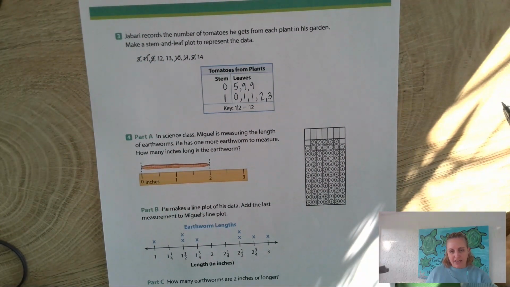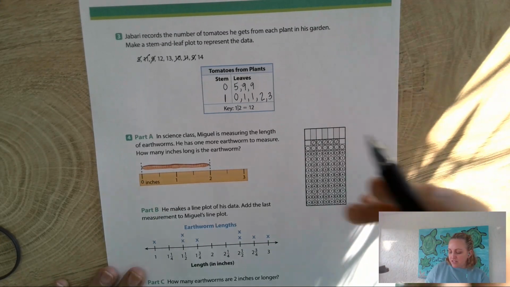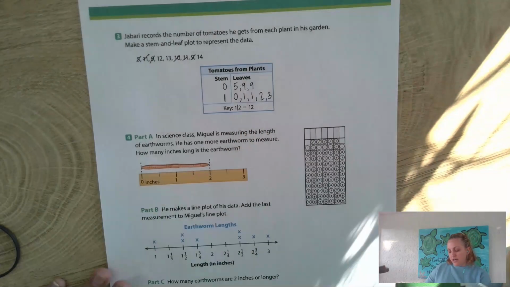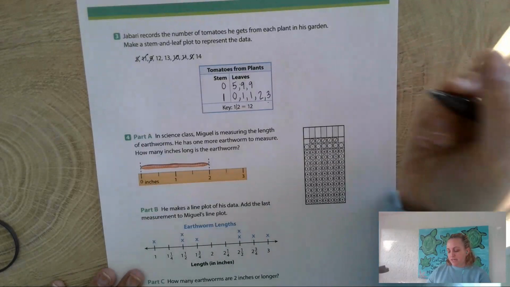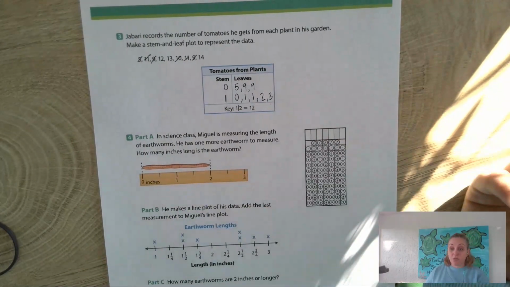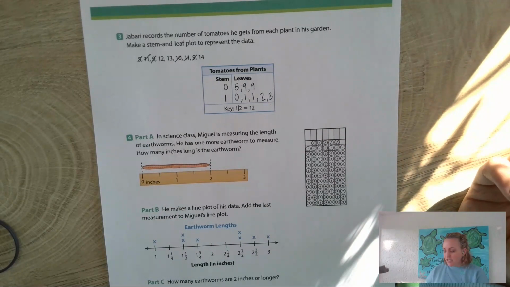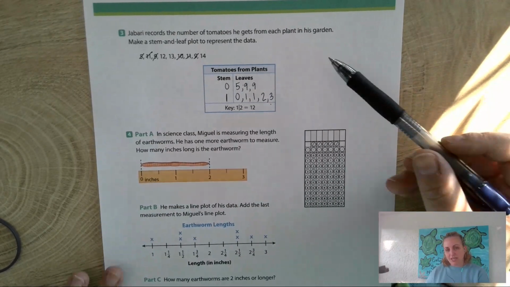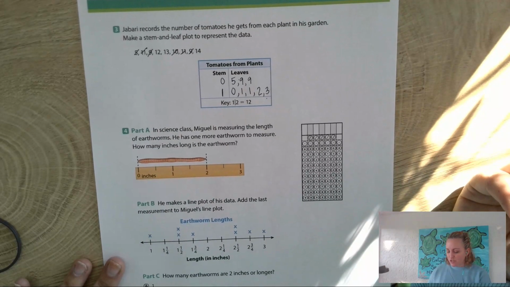But I could answer questions about it. I could say how many tomatoes had less than 10 leaves, right? There would be 3 there. I could say what was the most amount of leaves a tomato had. That would be 13. What was the least amount of leaves? 5. What was the range in the amount of leaves, right? 13 minus 5 would be 8. Okay, so there's all kinds of questions we could answer about the stem and leaf plot, but again, being able to make it is important too.